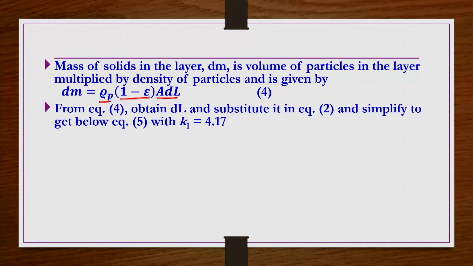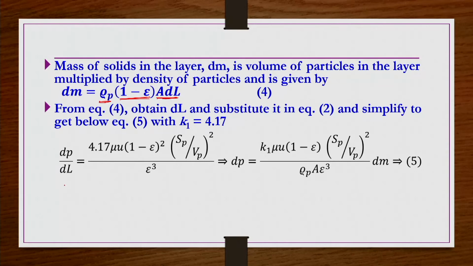Now this equation we can substitute in equation number 2 and simplify. In this equation, in place of dl we are going to write dm divided by rho p (1 minus epsilon) A, and then rearrange it, so that rho p is there, and then 1 minus epsilon is there, A is already there. Here 1 minus epsilon whole square is there, so that square and then this 1 minus epsilon cancel out.